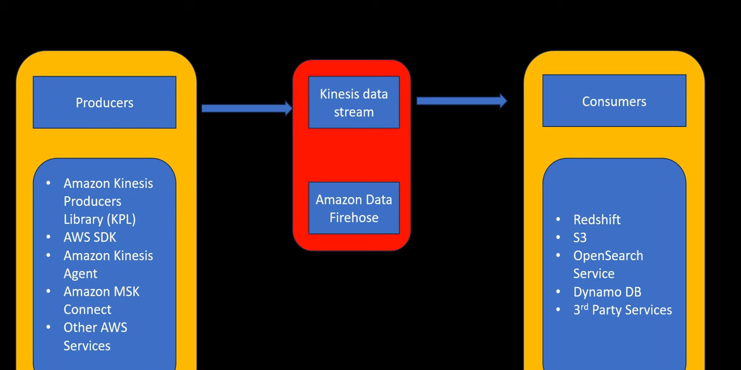For data streaming, there are the services Amazon Kinesis Data Streams and Amazon Data Firehose. And then there are consumers, who consume the data. There can be multiple consumers like Redshift, S3 bucket, OpenSearch Service for searching to get some information from the data, DynamoDB, and any third-party services like Splunk and Snowflake.